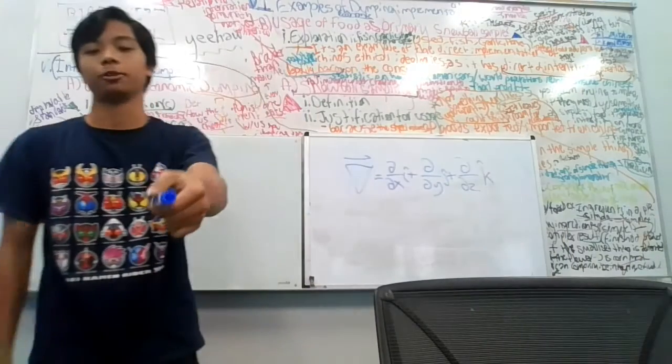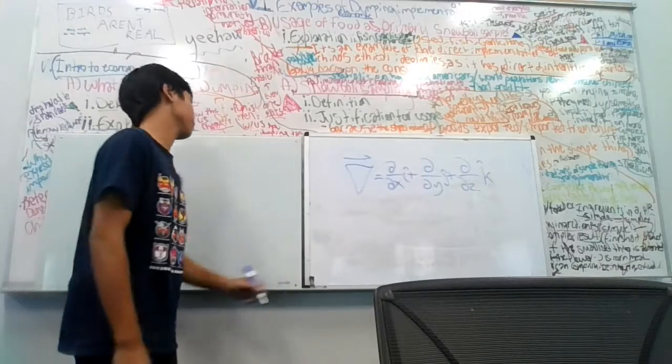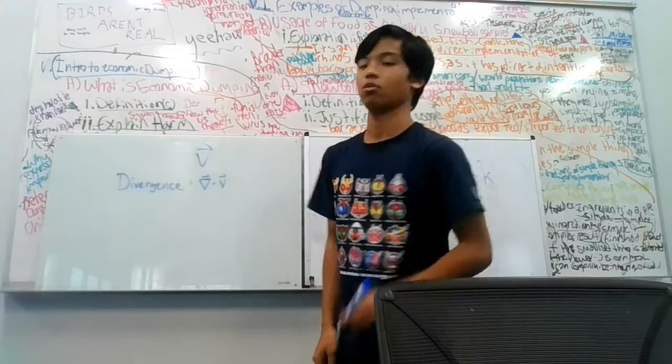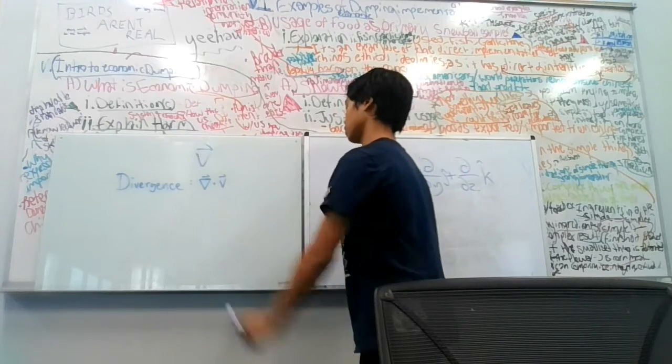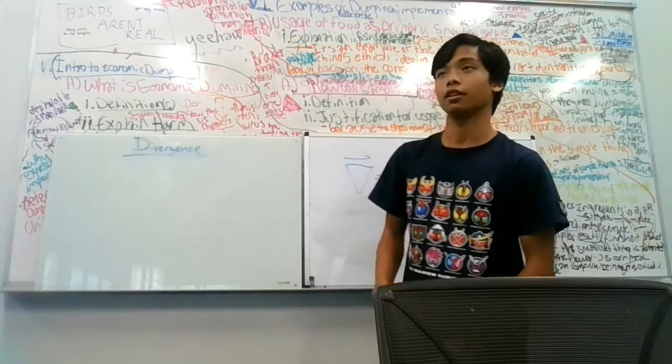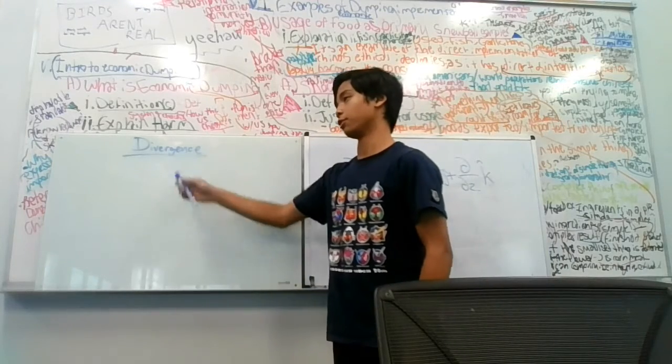Now there are a couple other computations that take advantage of the gradient vector, and they're all applied to a vector field. One of these computations is called divergence. The other one's called curl. Let's start with the simpler of the two, divergence.